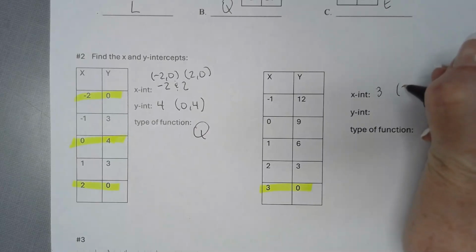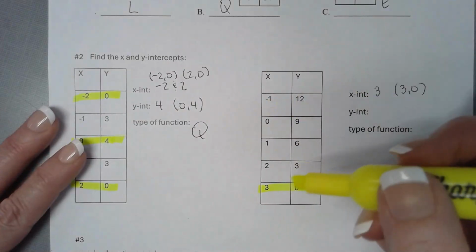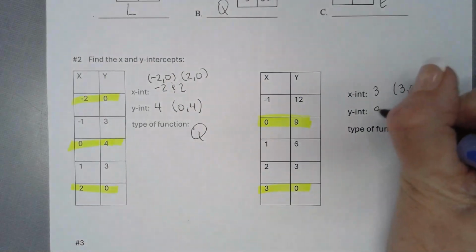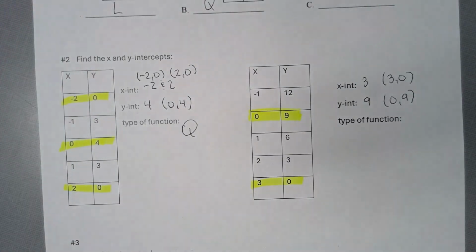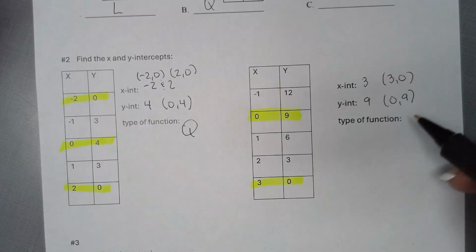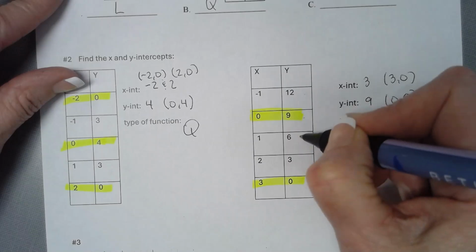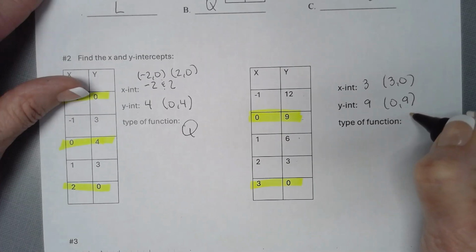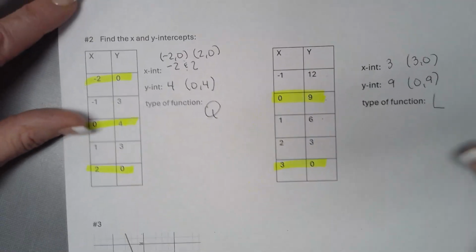And if you had to write it, it would be 3 comma 0. The y-intercept is where x is 0. And by the way, y'all, this is in the notes. This should not be new material to you. This is in our notes. And then let's look at our pattern. 12 to 9, 9 to 6, 6 to 3. What are we doing? Subtracting. What kind of function is that? Boom. Y'all okay?